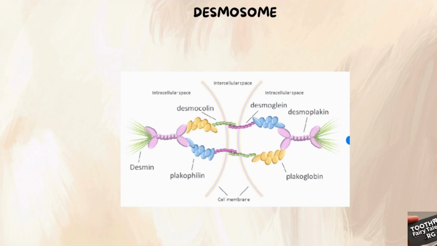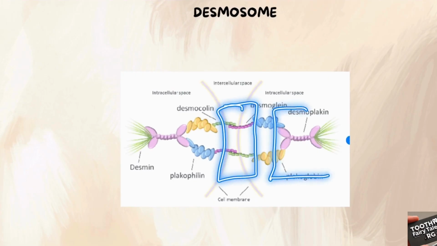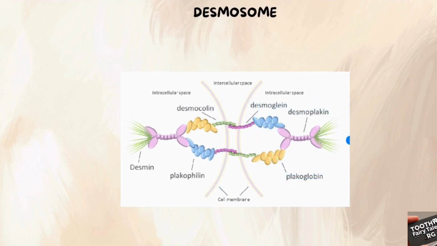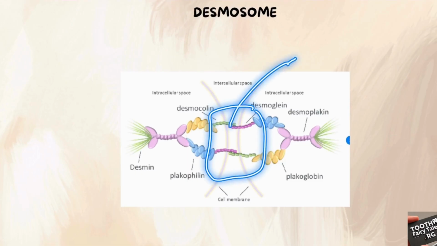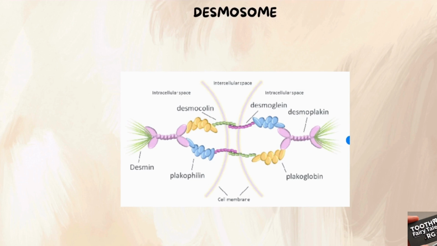The structure of the desmosome can be broken down into two main components, the transmembrane portion and the intracellular dense plaque portion. Let us discuss about the transmembrane portion first. This transmembrane part of the desmosome consists of two specialized proteins. The names of these two specialized proteins are desmoglein and desmocollin.